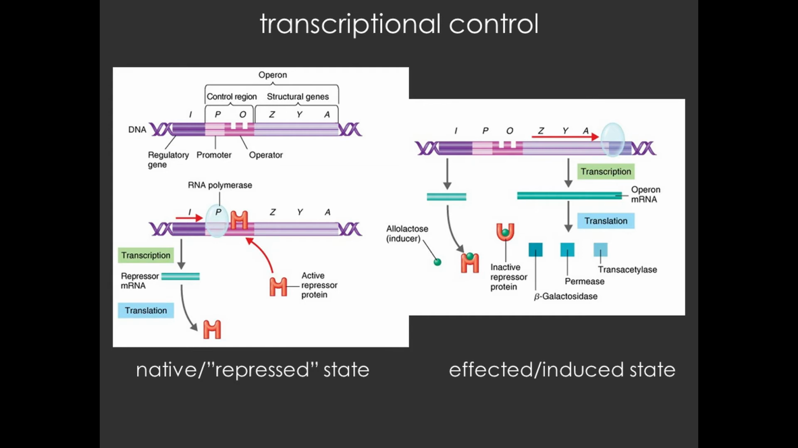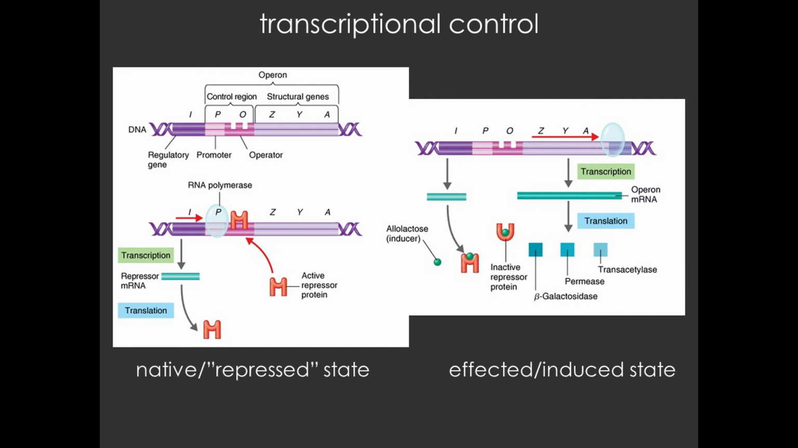So the effector effects the operon to induce it, right? So its affected state is to be induced, its native state is to be repressed. So it's normally off, it gets turned on by the effector. This, as I mentioned, is very common in catabolic pathways.